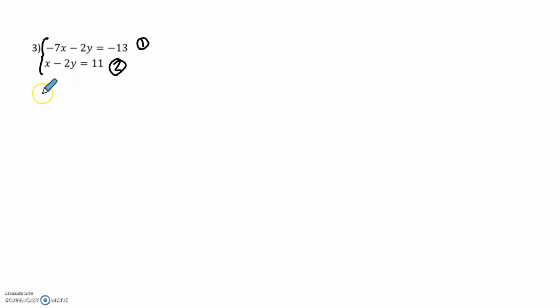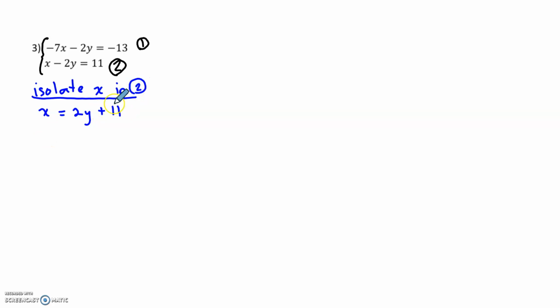So we start by writing our title. We're going to isolate x in 2. Okay, so x will stay where it's at. -2y comes over, it'd be a positive 2y, plus 11 is already on that side.